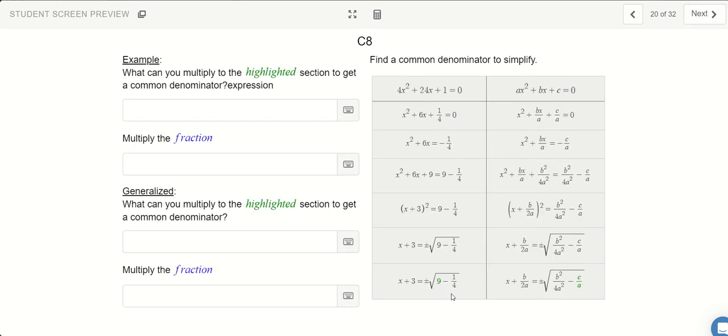And now we want to simplify. To get a common denominator, I need to multiply both sides by 4. So times 4, times 4, we get 36 over 4.